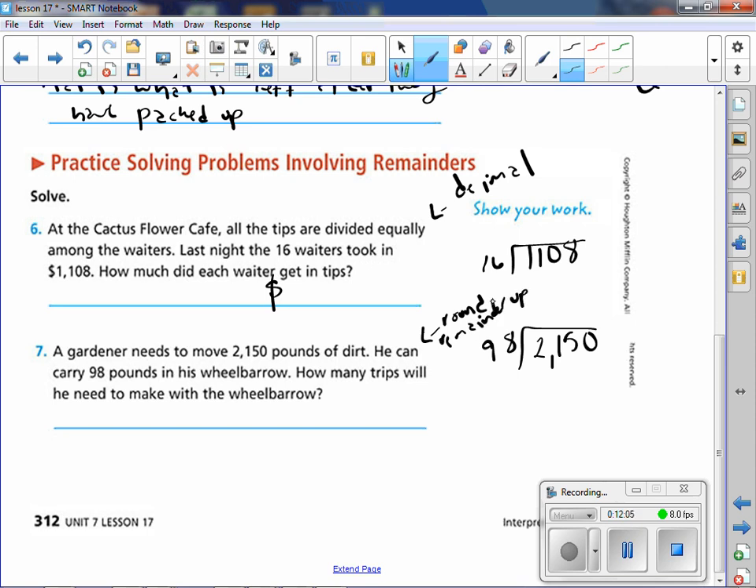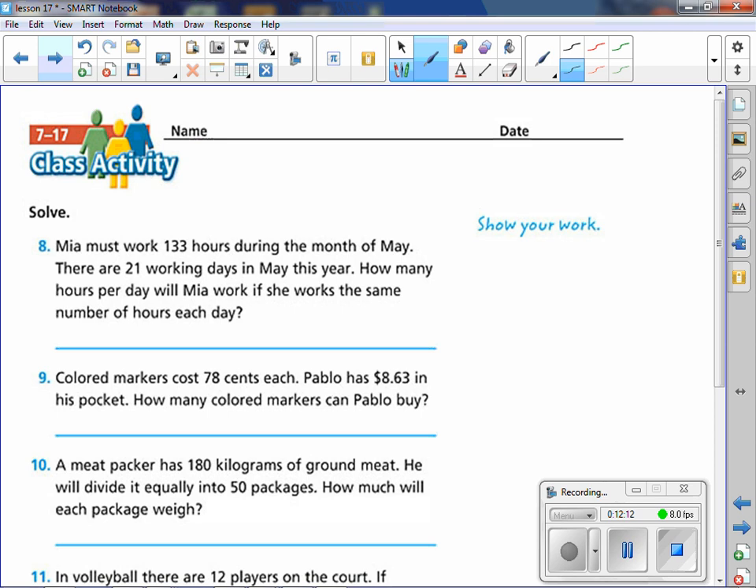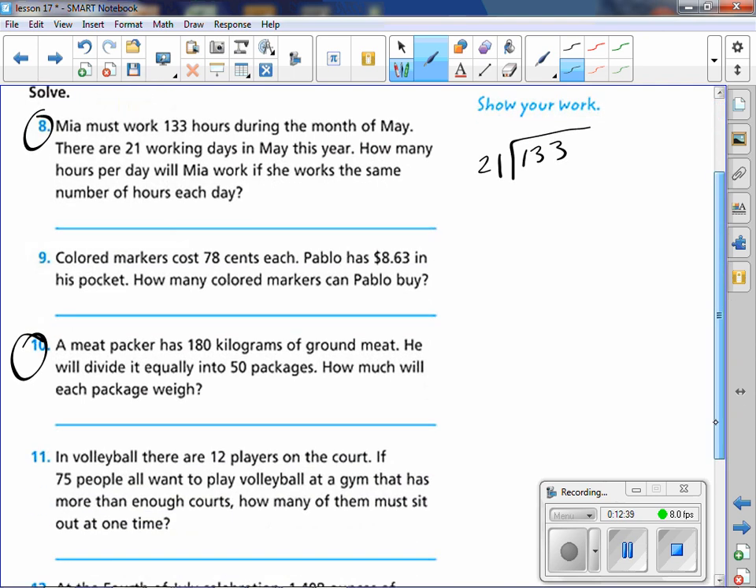Okay, you're going to come back and talk about these two in class tomorrow, and I'm going to pick a couple more on the next page for you. Actually, why don't you pick, let's see, let's do 8 and 10, okay? Think about what's going to happen on those and how you would solve them. I'll write them out for you. This one's 133 divided by 21. Because Mia works 133 hours in the month of May, and there are 21 working days in May. How many hours per day will she work if she works the same number each day?